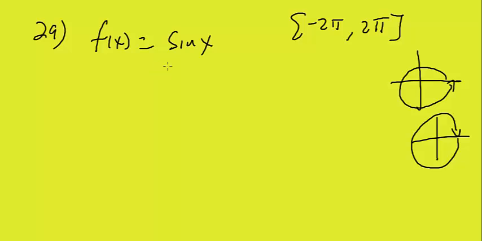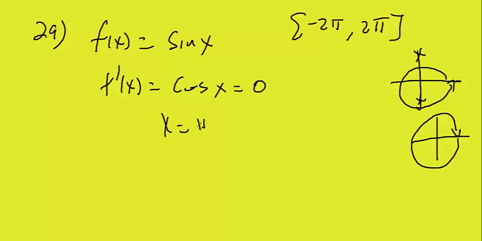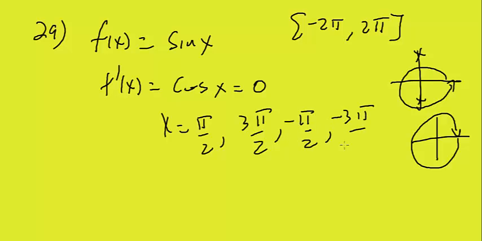Horizontal tangent means the slope is what? 0. That means the derivative has to equal 0. So, where on the circle is cosine equal to 0? Here and here, which means x is equal to pi over 2 and 3 pi over 2. But we also have to go in the negative direction, so it'd be negative pi over 2 and negative 3 pi over 2. And that's it.